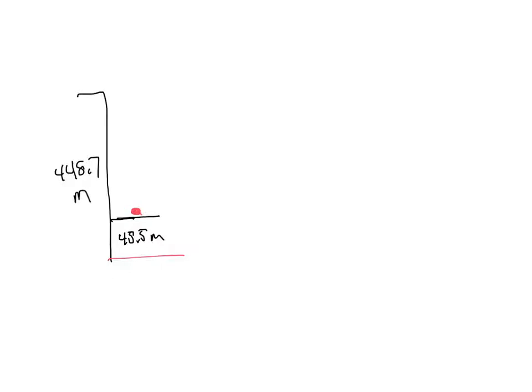So the distance is now changed. In this case, the penny's not going to fall all 448.7 meters. It's going to fall 448.7 meters minus the 45.5 meters that the pigeon is up in the air, which would give us a distance of falling of only 403.2.